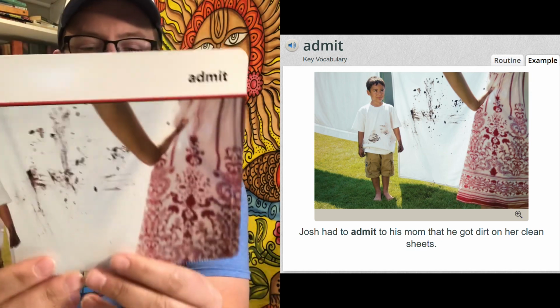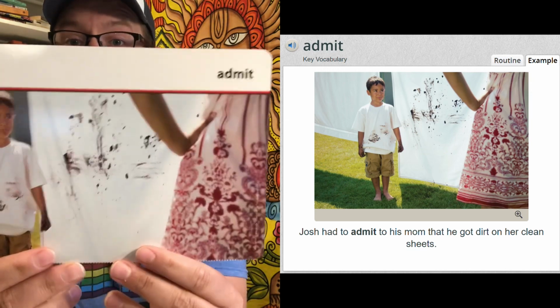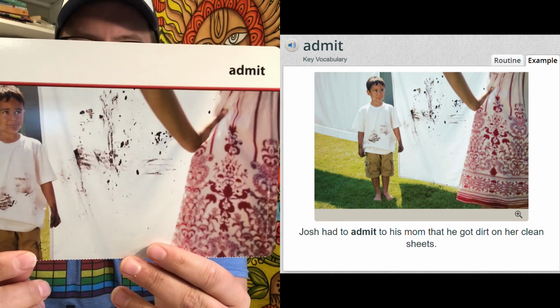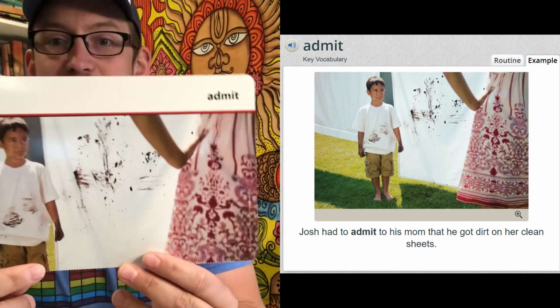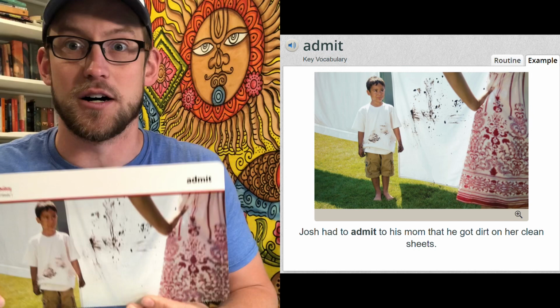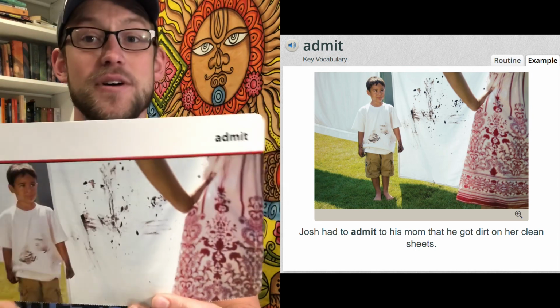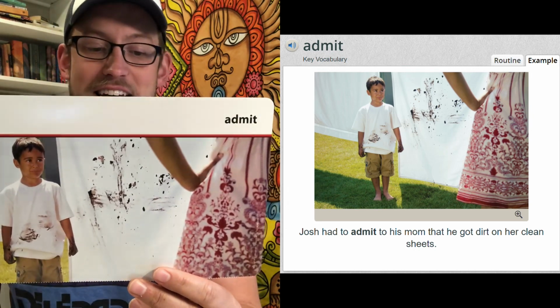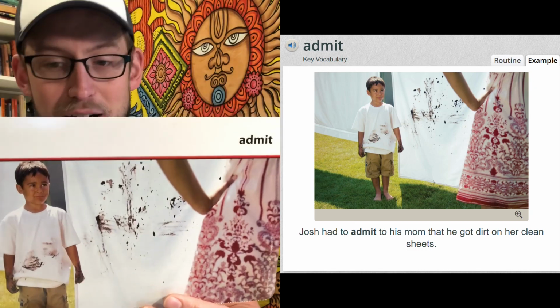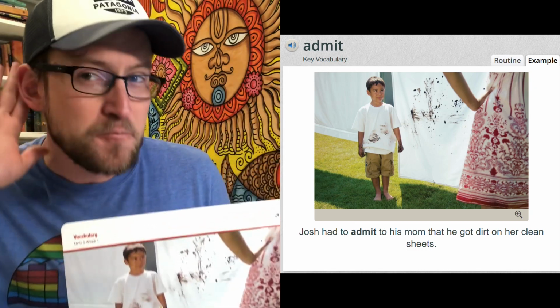So let's look at this picture that demonstrates the word admit. The boy got dirt all over his mom's clean sheets. He had to admit that he did it and apologize to his mom. So again, say that word for me.